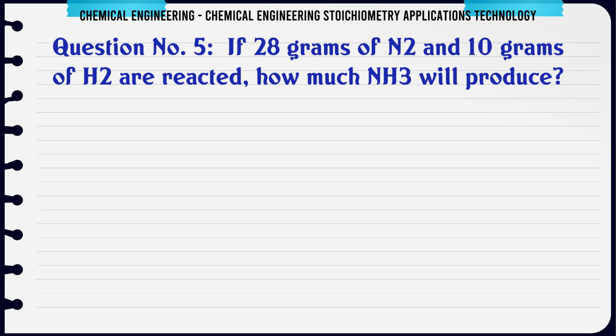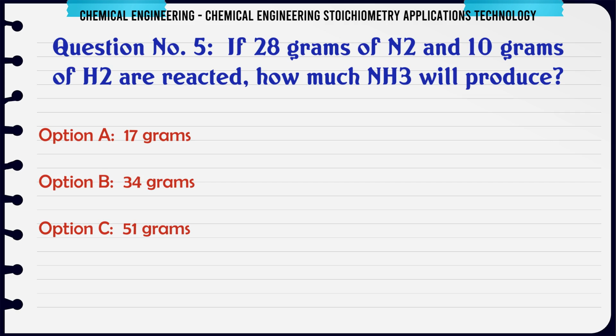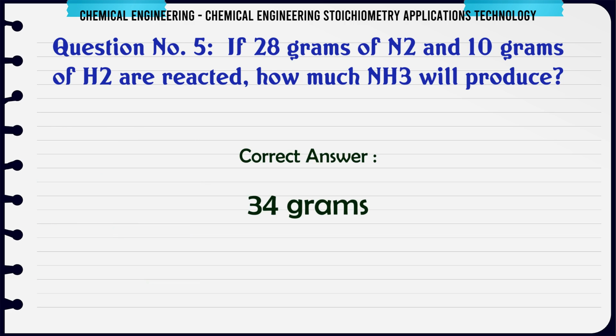If 28 grams of N2 and 10 grams of H2 are reacted, how much NH3 will produce? A 17 grams, B 34 grams, C 51 grams, D 54 grams. The correct answer is 34 grams.